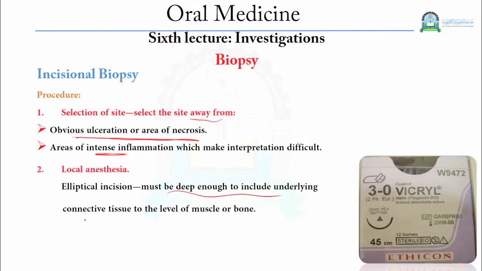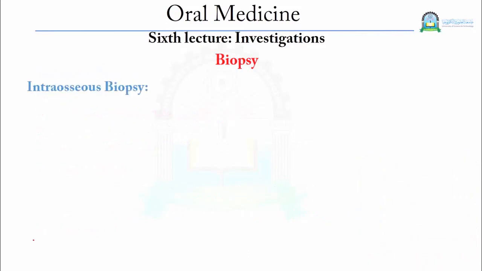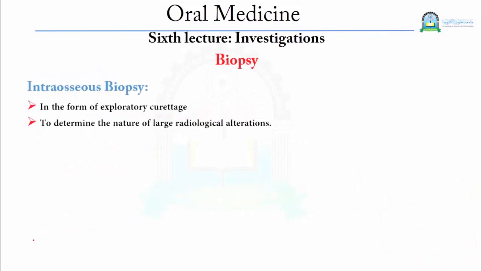include underlying connective tissue to the level of the muscle or the bone. So the histopathologist should have a piece of tissue containing superficial epithelial layer, basement membrane, and the connective tissue to evaluate the normal and the abnormal architecture and the stage of dysplastic changes if there is. Then the suturing is the last step of incisional biopsy.